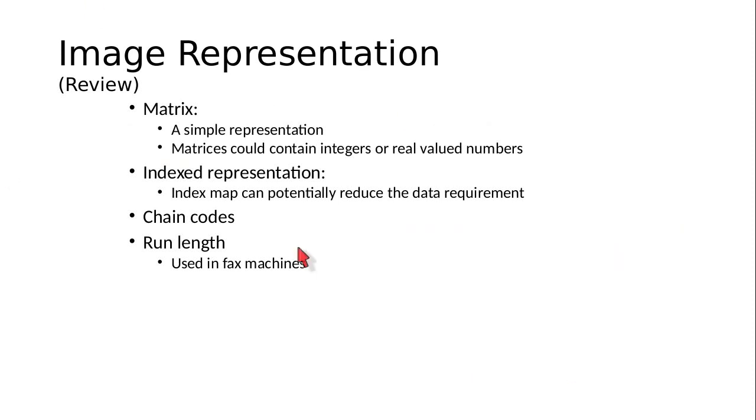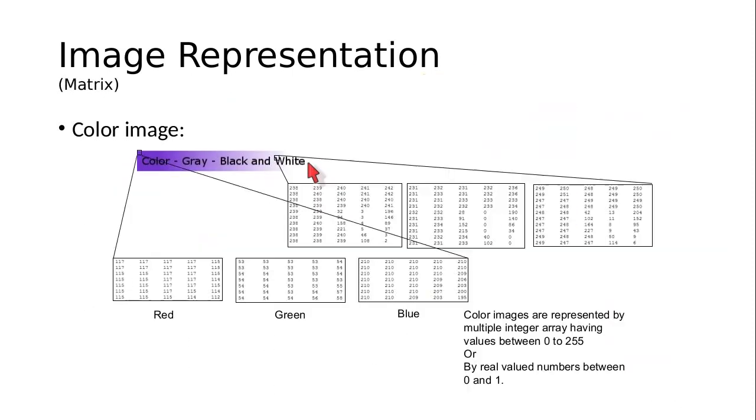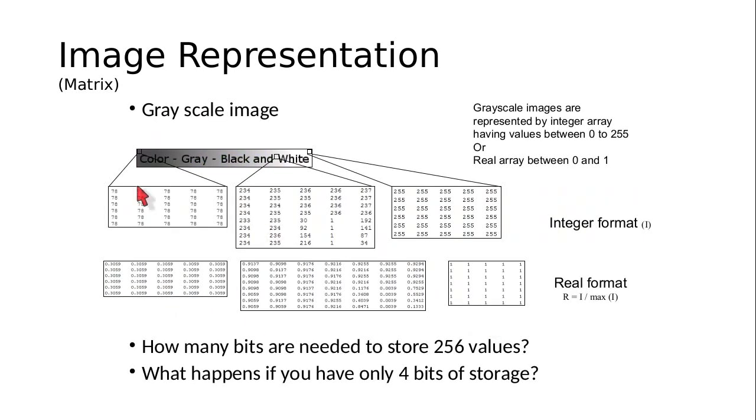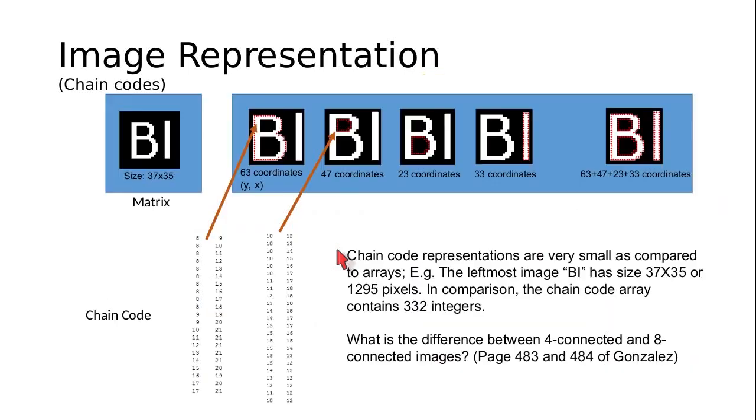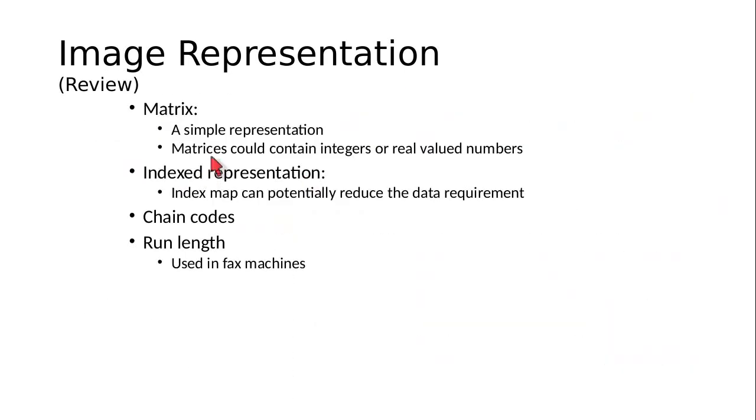So a quick review of image representation. We saw that we have the matrix representation. It is a simple representation where matrices could contain integer values or real valued numbers. You stored color images in the form of different channels, red, green and blue. You stored grayscale values in terms of only one channel, which ranged from either 0 to 255 or 0 to 1. And you also had black and white images. We also saw indexed representation, where a dictionary is stored to reduce the data required to store or transmit the image. We also saw chain code implementations and run length implementations.